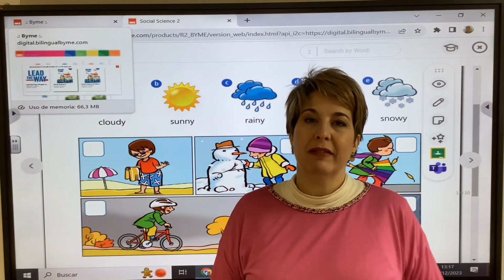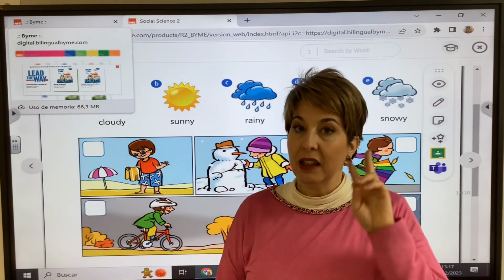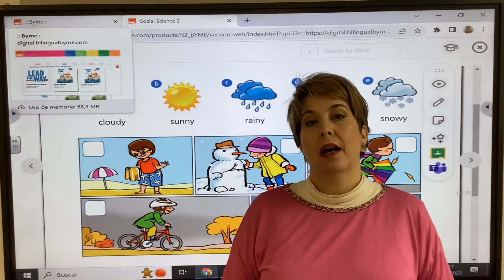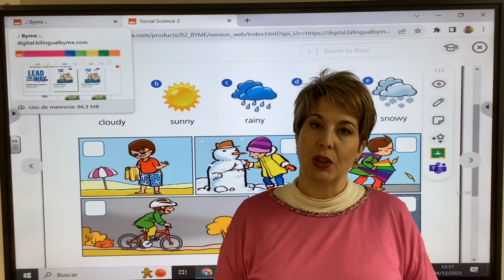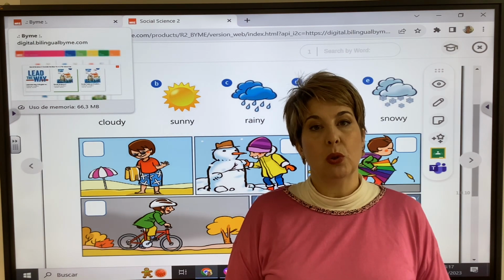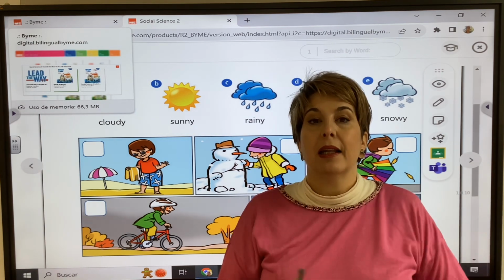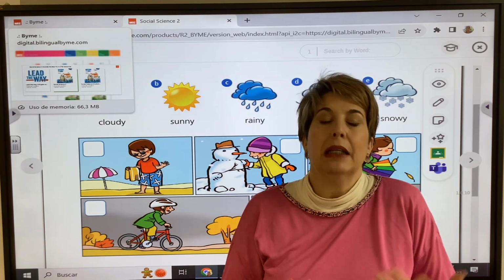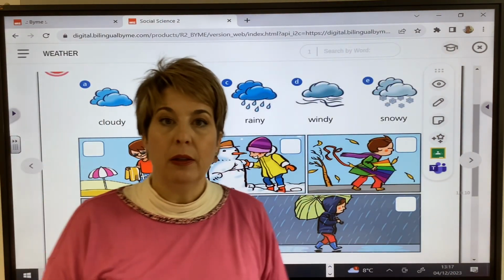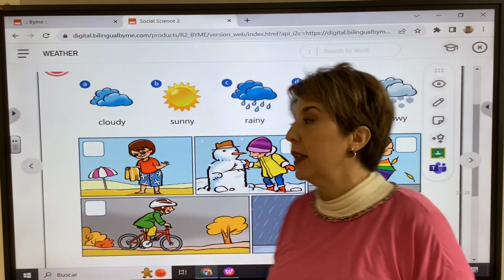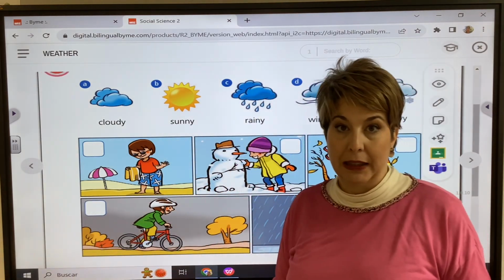Hello everybody, this is Social Science, Year 2, Unit 2, and we are going to talk about the weather and the seasons. And we are also going to talk about the clothes that we wear depending on the weather. Let's go. In this picture, we have the different weather that we can find.